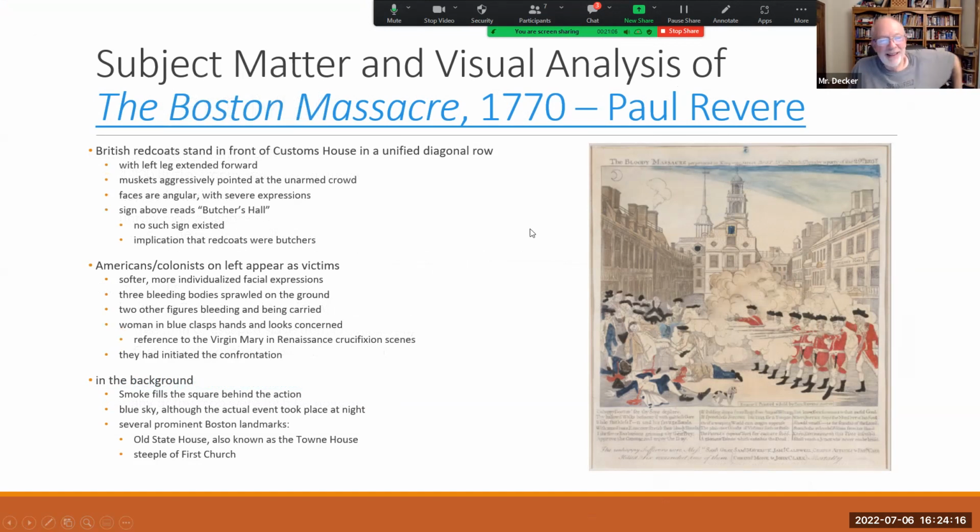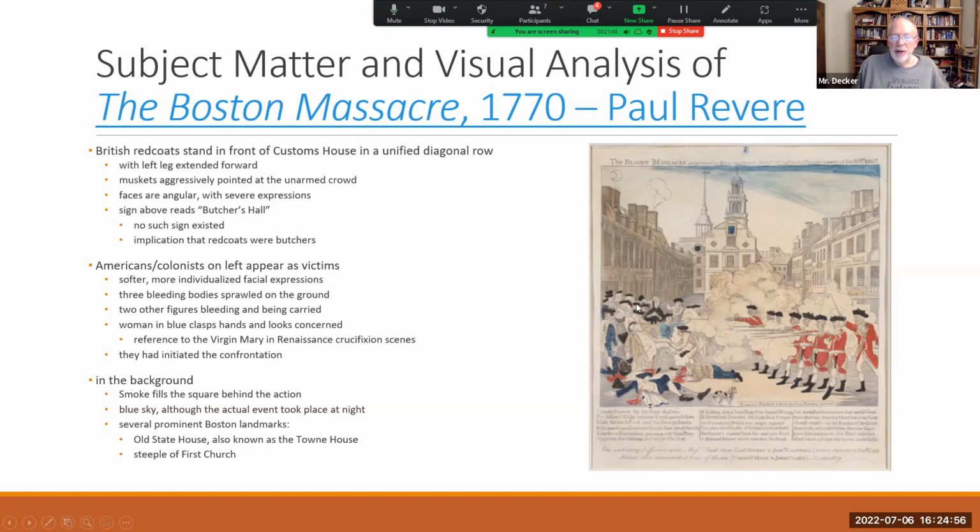Subject matter and visual analysis of the Boston Massacre, 1770, Paul Revere. British redcoats stand in front of the customs house, and we'll look at a blown up picture of this, but it says Butcher's Hall here, and then here it says Customs House. I wanted to get these specific things that the Art Resource Guide calls attention to. British redcoats stand in front of the Customs House in a unified diagonal row with left leg extended forward. So each one of them, it's the left leg.